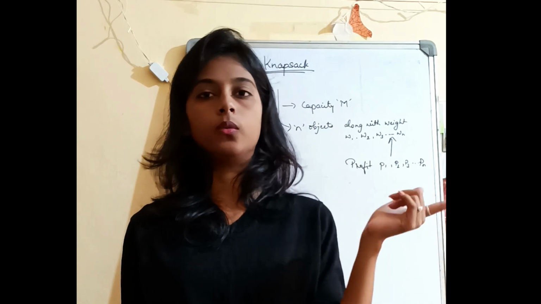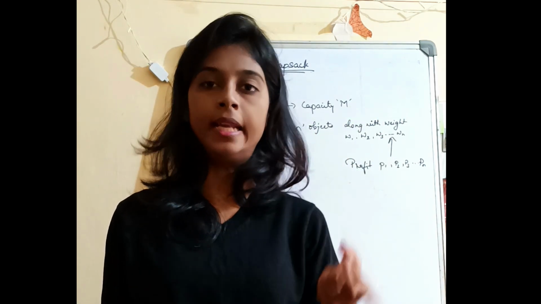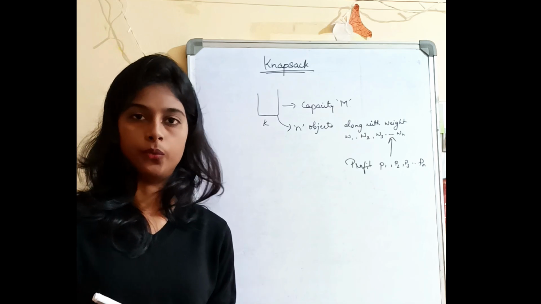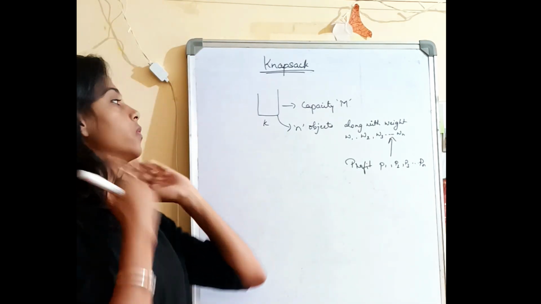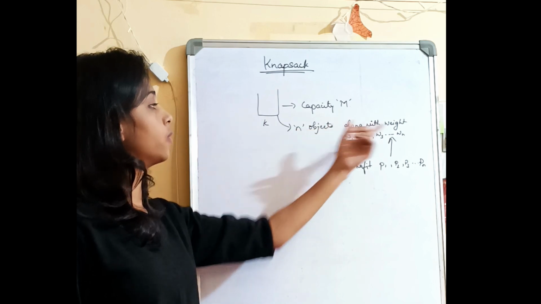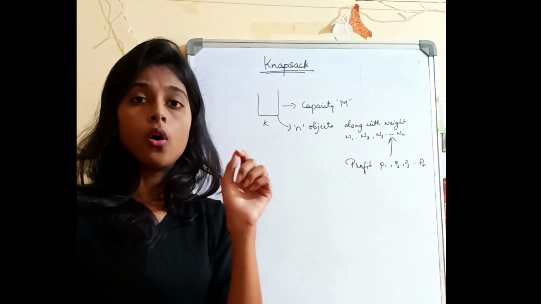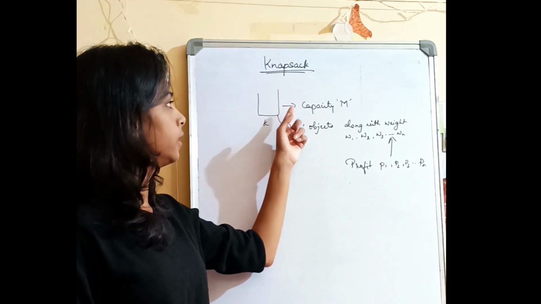Basically the knapsack problem is solved by two methods. One is the greedy method, the other one is the dynamic programming method. So this is the first concept that I'm taking, that is the greedy method. In the greedy method there is a scenario. When do we use the greedy method? The objective of the knapsack is that we have to insert n number of objects along with their weights into the knapsack, but we have to make sure that the weight of the objects we choose to insert should not exceed the capacity of the knapsack.